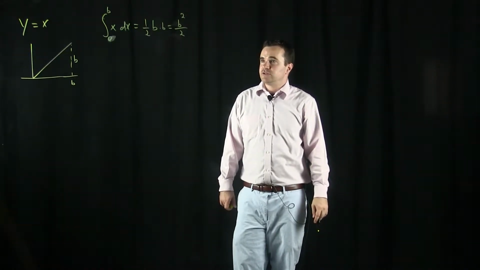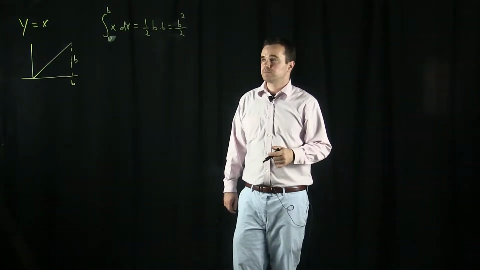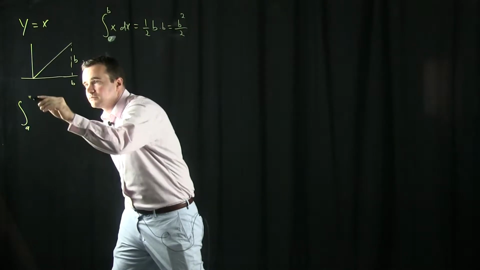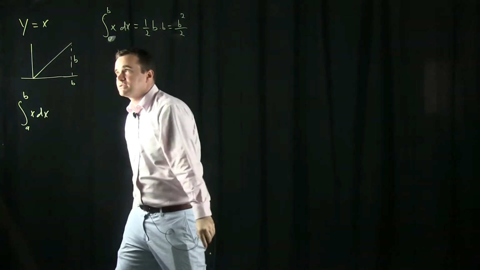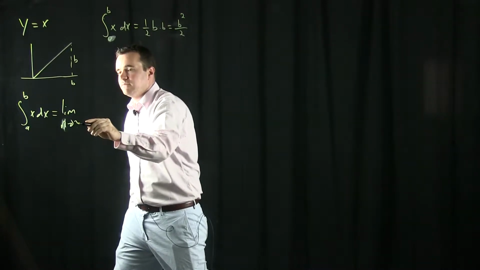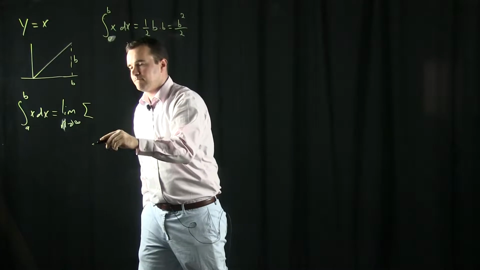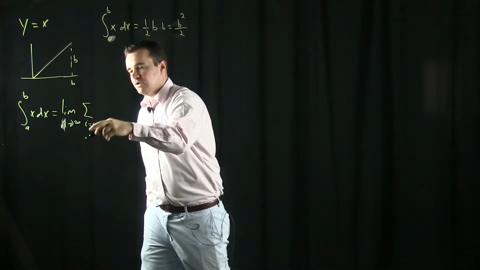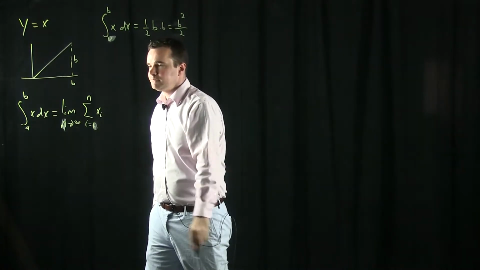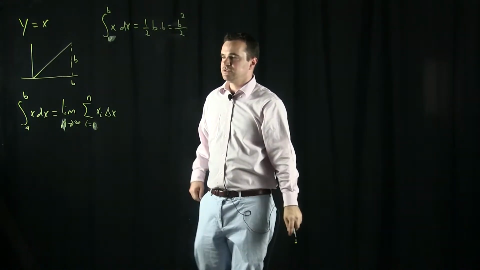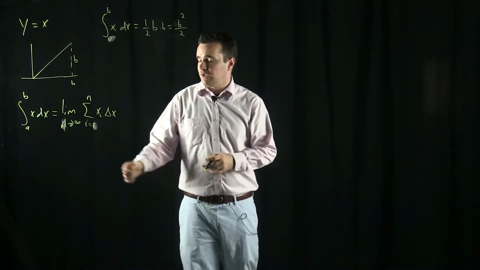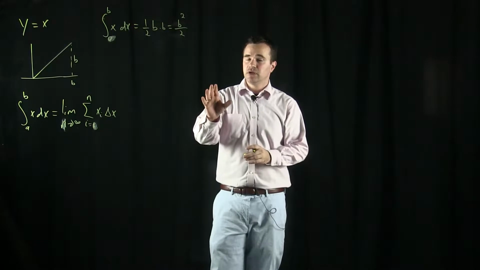And what I want to do now is to see if we can recover this same answer using the definition. And let's use right-hand endpoints. So the integral from a to b of x dx, by definition, is equal to the limit as n goes to infinity of the Riemann sum, i goes from 1 to n, of f of x_i. f of x_i is just x_i times delta x. So this is the formula for right-hand approximation of the area, and then taking a limit as n goes to infinity. So that's got to be the answer. That's got to be b squared over 2.